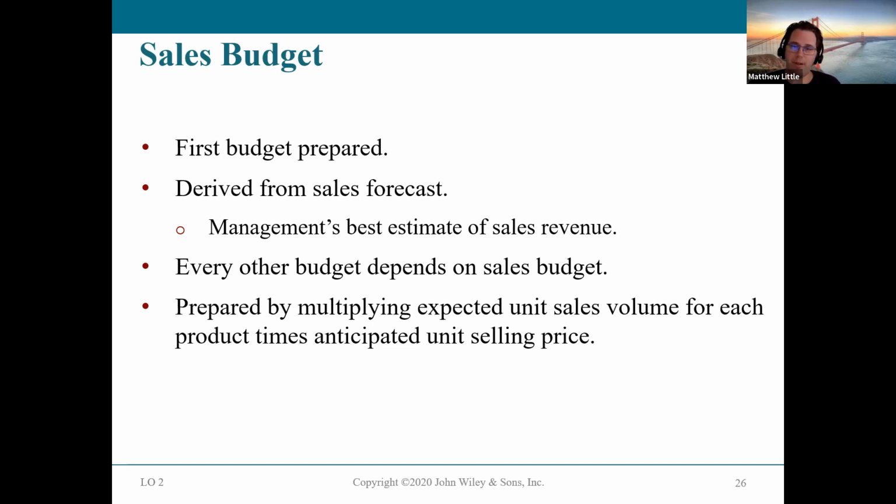So they look at what's happening, talk to your sales personnel, what's your share of the industry, et cetera. And every other budget typically depends on the sales budget. So if you think you're going to sell 10,000 widgets, 10,000 pieces, therefore you have to produce 10,000 pieces plus whatever you want to keep in inventory. So you need to start with the sales volume and sales price, and then that sales volume helps drive the other components of the business.